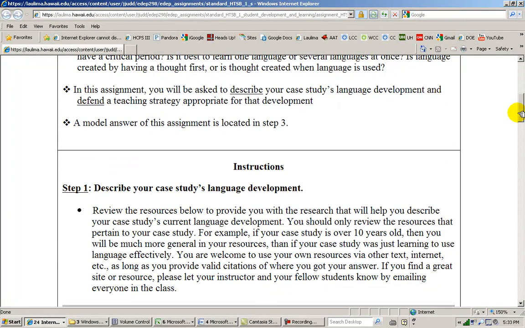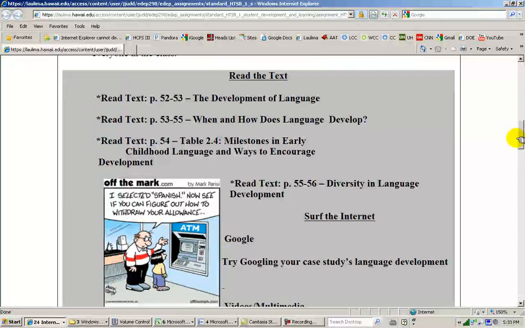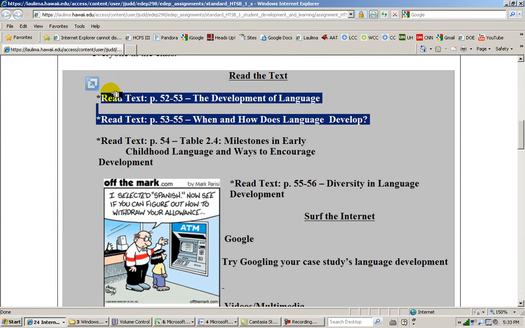And so in this one, you'll really want to know what stage your case study is at in their language development, because that will determine how much they can actually do when you try to teach them something. And again, just like in the brain section, you're going to be reading sections of the text. I would definitely recommend the first two, 52 to 55, because that talks in general about how language develops.